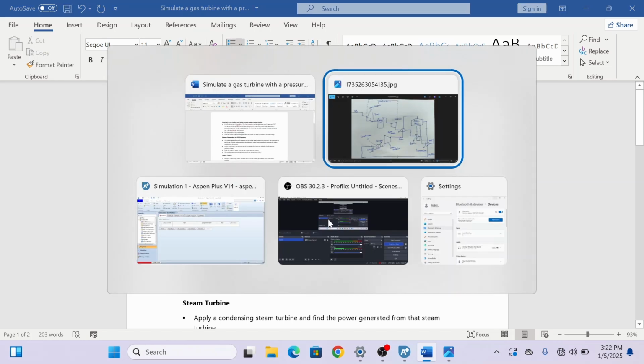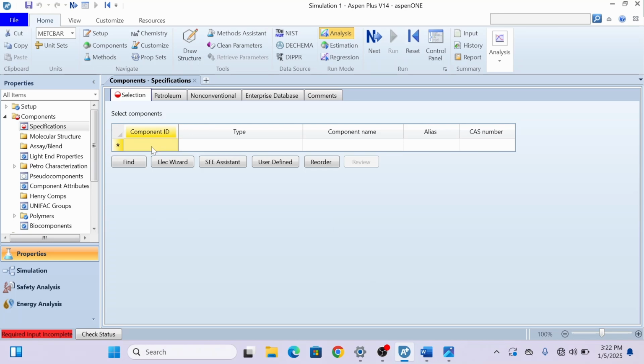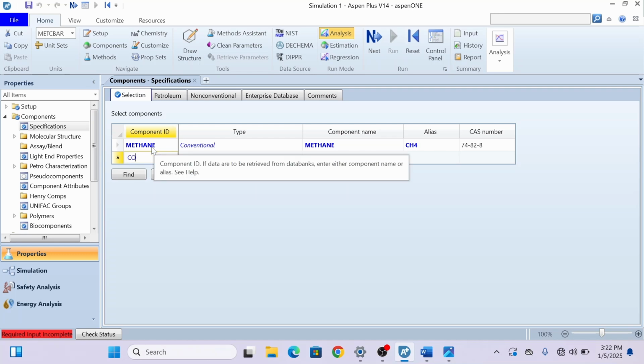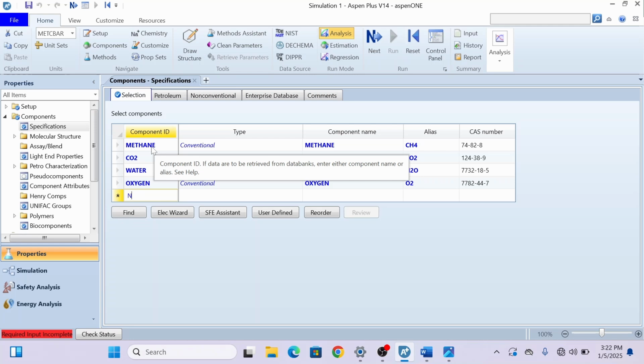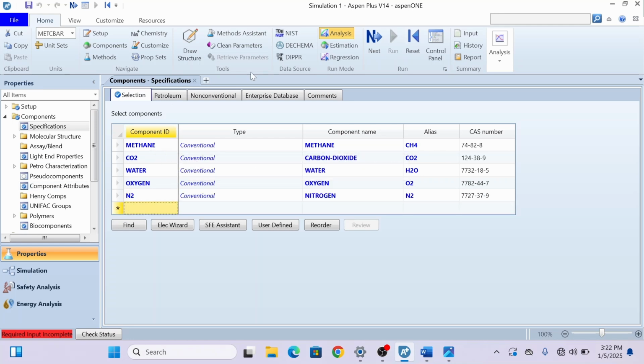So let's move to our simulation. First of all, I will add my components. So my components will be methane, then carbon dioxide, then water, then oxygen and nitrogen. So I had added my components.